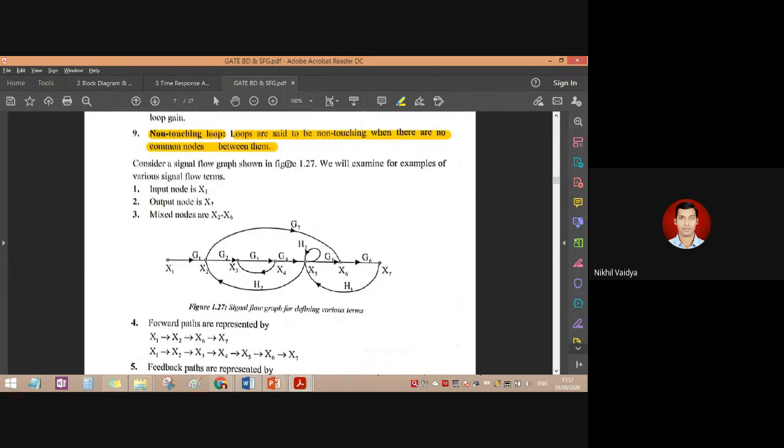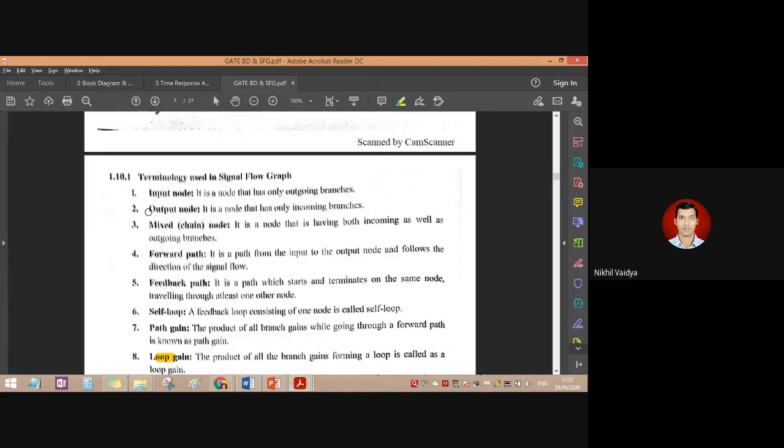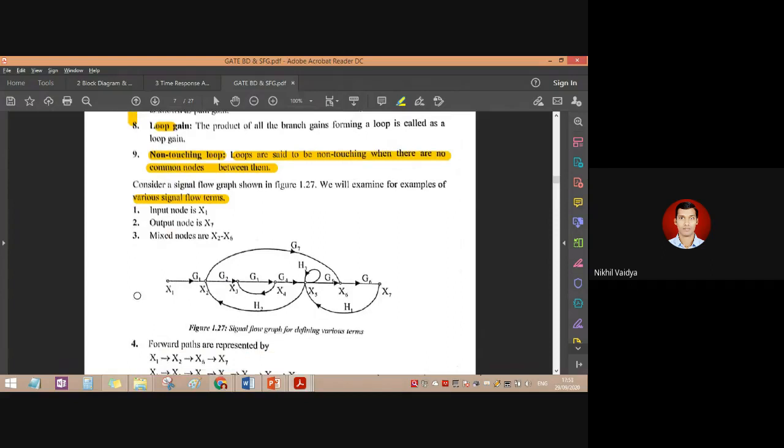Consider a signal flow graph. We will examine examples of various signal flow terms. Whatever terms we had discussed just now, they have shown here.